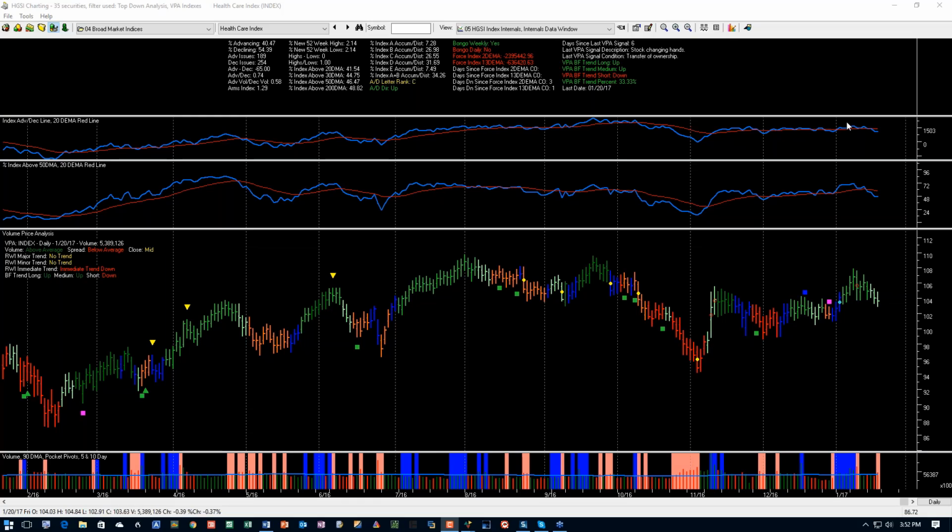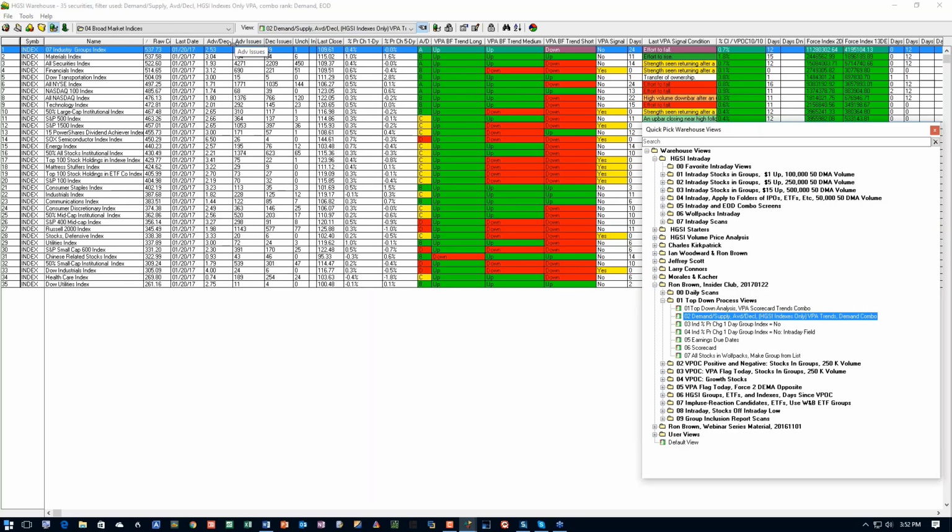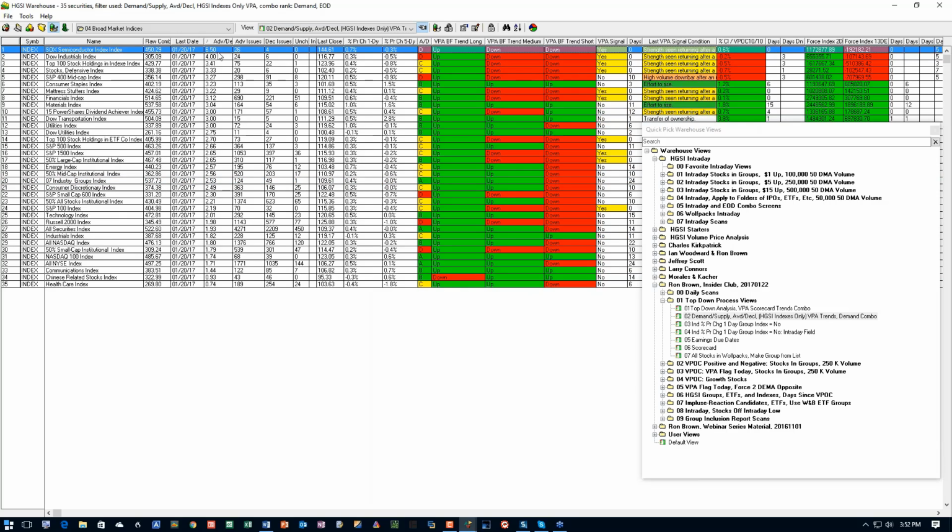I mean, everybody's got an opinion, you know that. So you look in here, or I look in here, and it's just a lot easier for me to determine where the strength and weakness is. I use this view, and I also use the number 2 view, and I sort on the advancing issues versus declining. Now on Friday, you can see that the semiconductors had 26 advancers and 4 decliners.